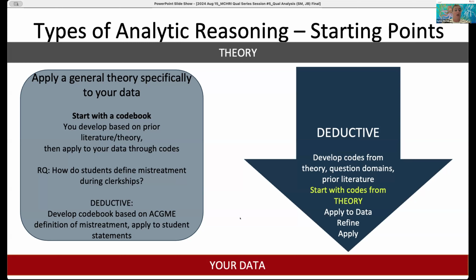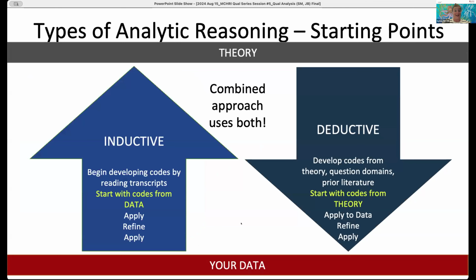So your codes themselves are developed on prior literature or theory, and then you apply that to your data through the codes. Your research question is the same, right? How do students define mistreatment during clerkships? A deductive approach might mean that you develop your codebook initially based on the ACGME definitions of mistreatment, and then you apply that to the student statements. And then you might say to yourself, I'm missing other people's statements or other types of statements that don't nicely fit into these definitions. And that's why we might do a more combined approach.